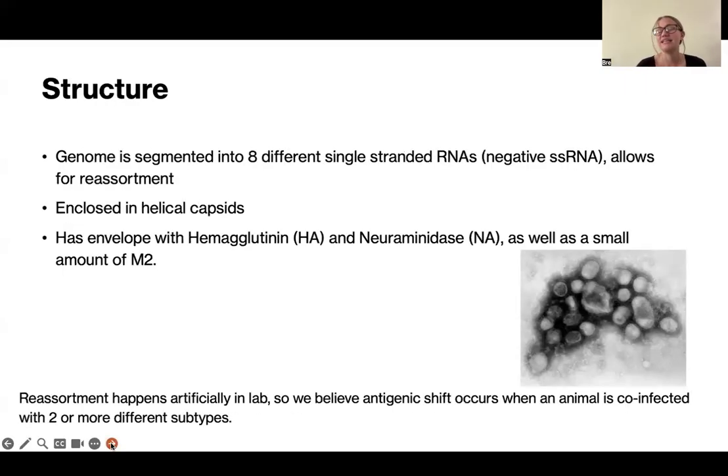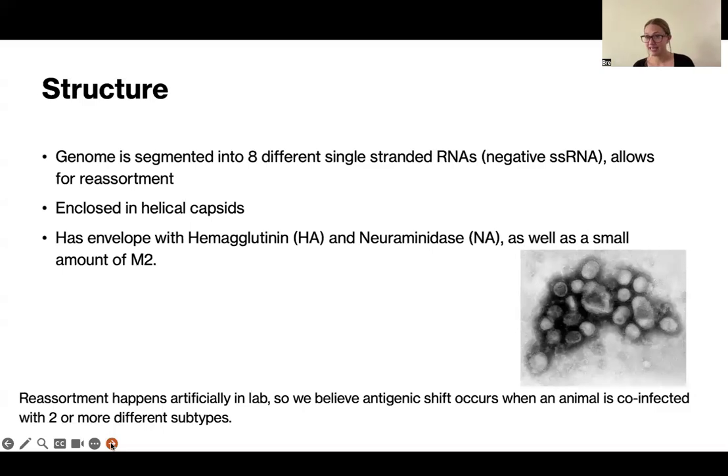Okie dokie. Next, let's go over the structure because the structure is really interesting. The genome is segmented into 8 different single-stranded RNAs. So this is a negative single-stranded RNA. This allows for reassortment, which we'll get into a little later, but reassortment is the reason for antigenic drift and shift and evolution in these viruses. It's enclosed in a helical capsid, and the envelope has hemagglutinin and neuraminidase, as well as a small amount of M2. So these are proteins in the envelope that help with attachment, entry, and replication of the virus.